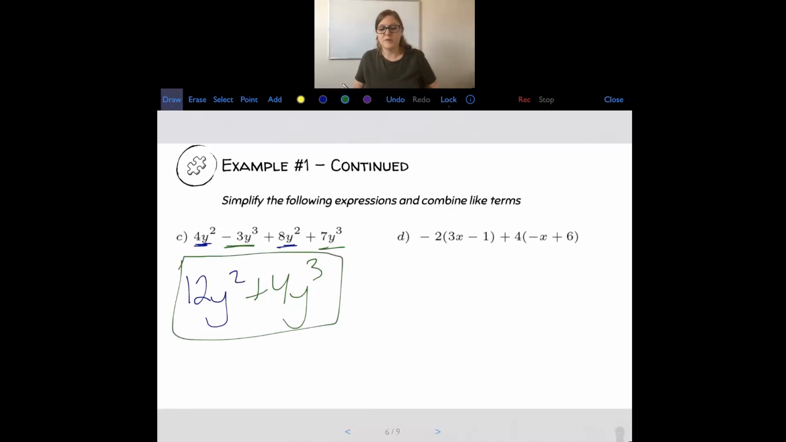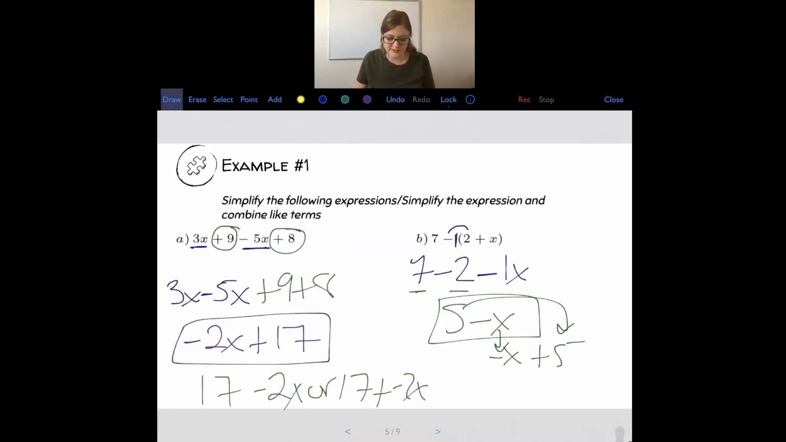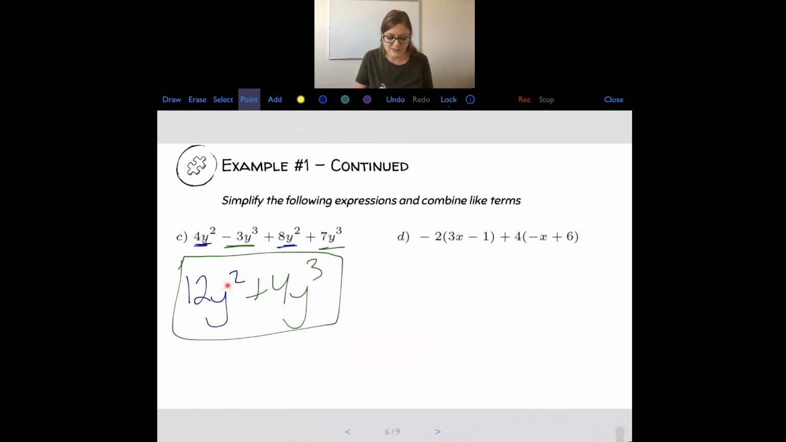It's as small as possible when the terms that you have left, there's no like terms. So for instance, looking at our previous -2x and 17, there's no more like terms here, so that's as small as it's going to get. Same thing with the 5 minus x, and same for the example that we just did. We can't combine these. This is like 12 apples plus 4 oranges. They don't add together.